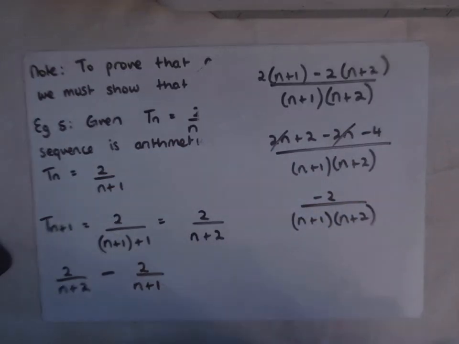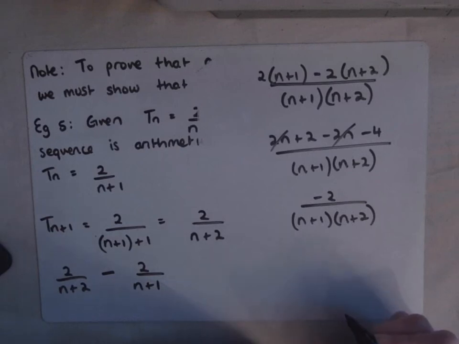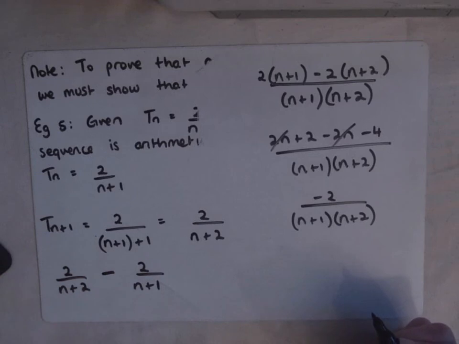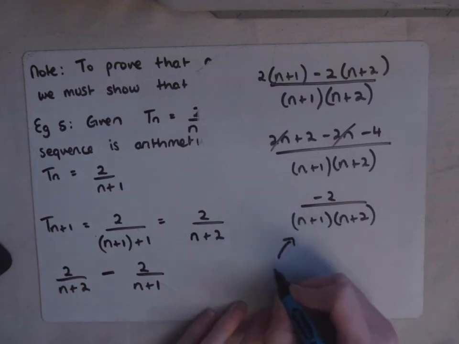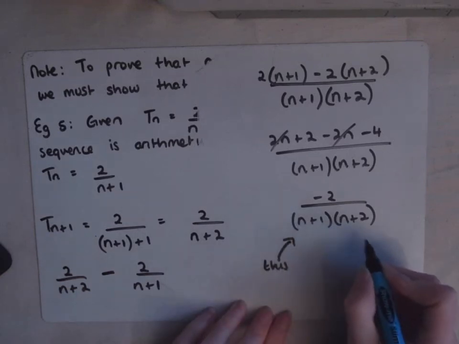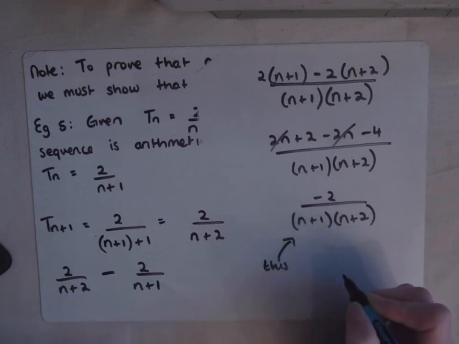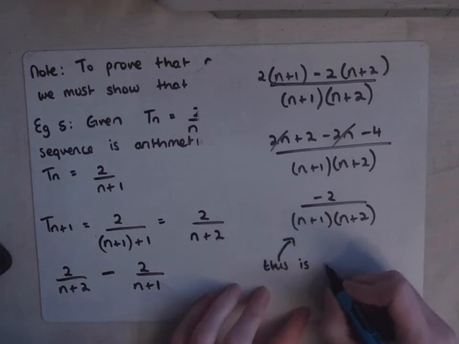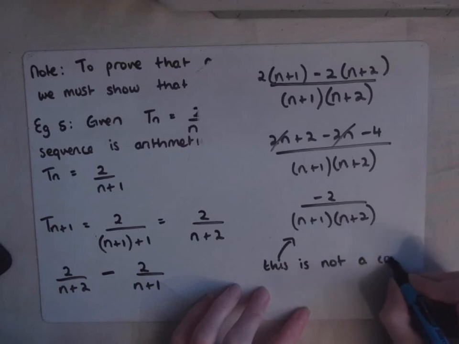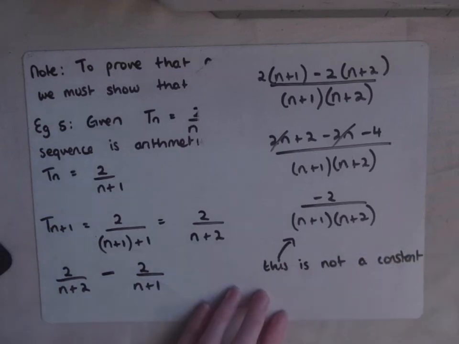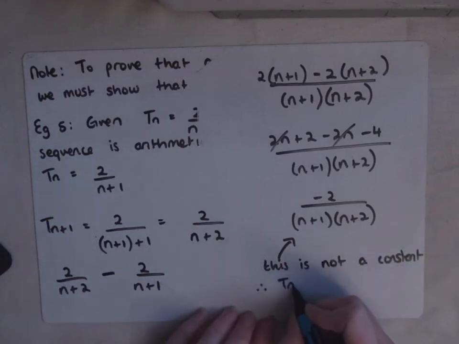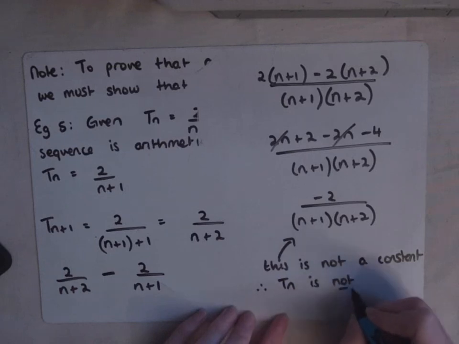Now, I have an n in my answer. That means it's not a constant. If it was a constant, it would just be a number. It would be 2 or it would be 3. Because I have n's in my answer, it's not a constant. If n changes, my number changes, so it's not staying constant. So this is not a constant. Therefore Tn is not arithmetic.